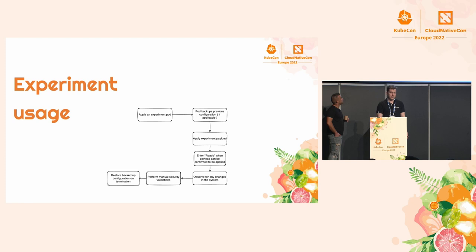And how does the experiment look? You choose an experiment, something you want to test, something you're not sure you're secure about. Then the pod backs up your previous configuration for the parameter you're testing, if applicable. It then applies its payload that changes the existing configuration. Then it tries to validate: did it apply? If it did, it enters ready state, and then you're free to verify, am I seeing what's happening? When you decide you've had enough, you restore the previously backed up configuration, and you go on as before.